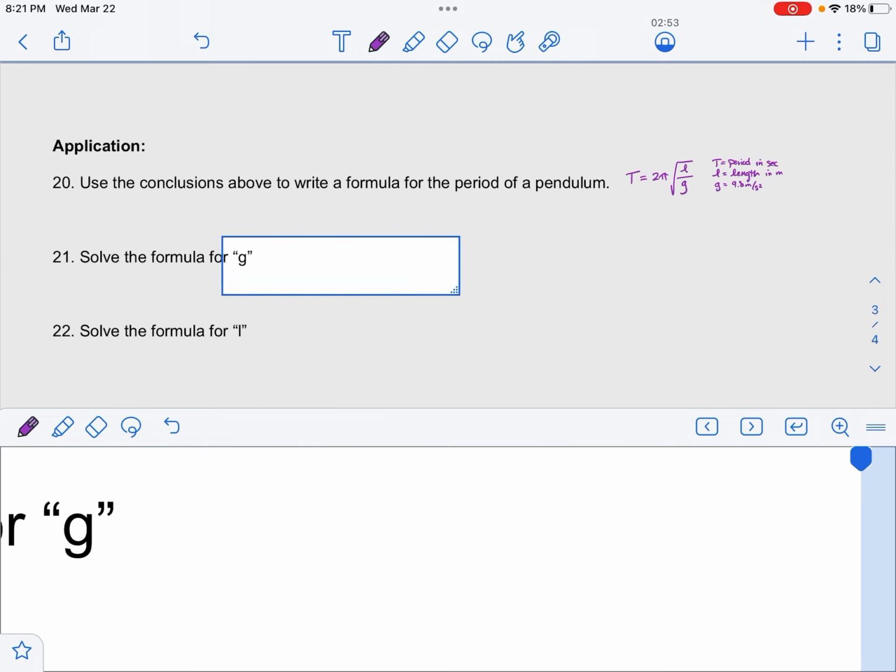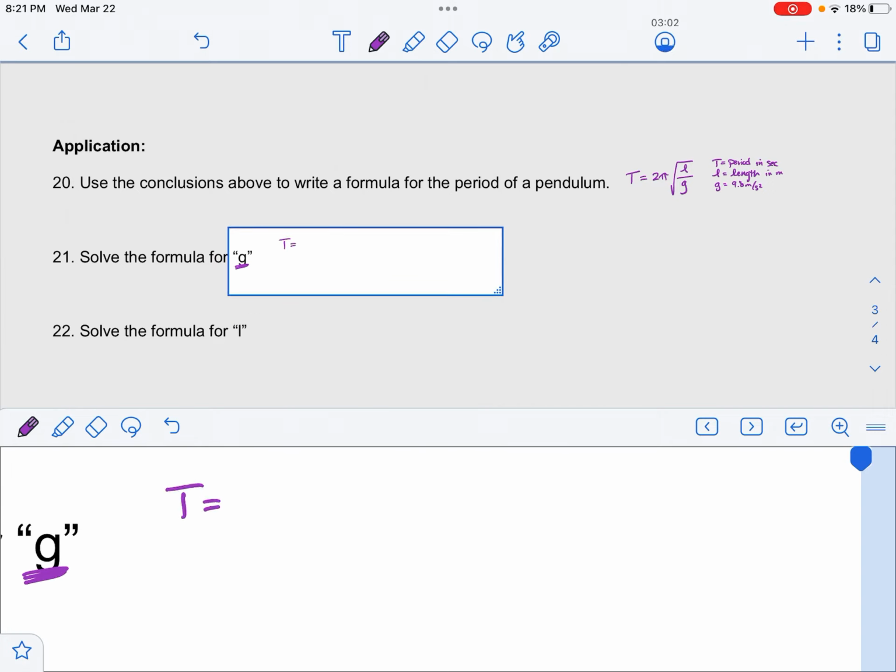So now that we have the basic formula, now we're going to rearrange it so we can solve for some other things. So if I want to solve this formula for G, here's how the algebra works. We start off with our basic formula. Also, I want to point out to you that that square root sign goes over the L and the G. Okay, that's not just on the top. So when you write this formula, write it carefully.